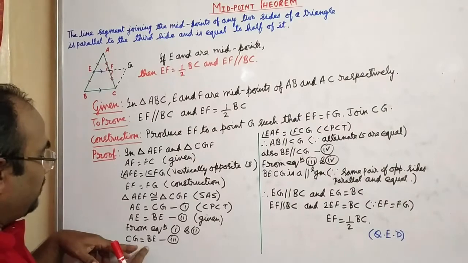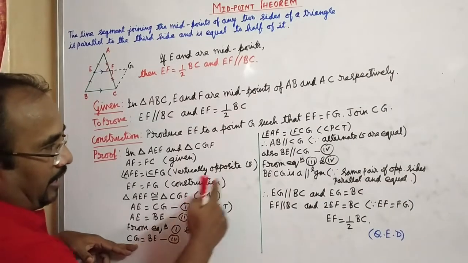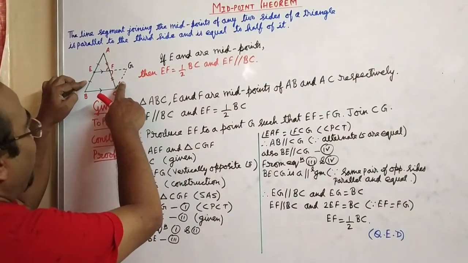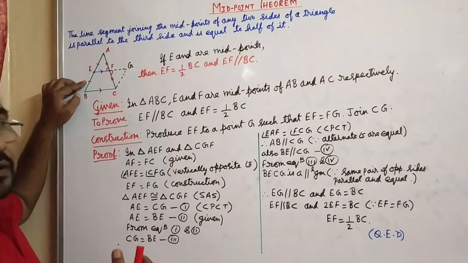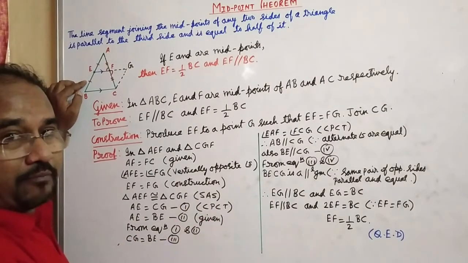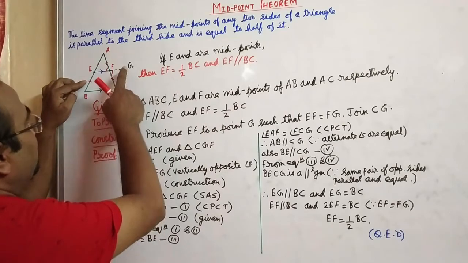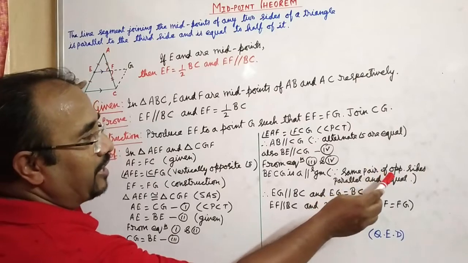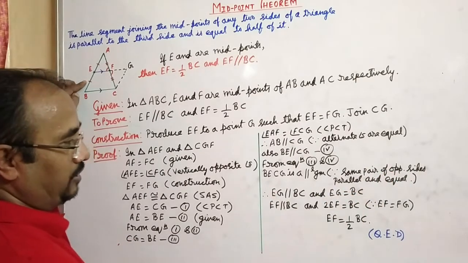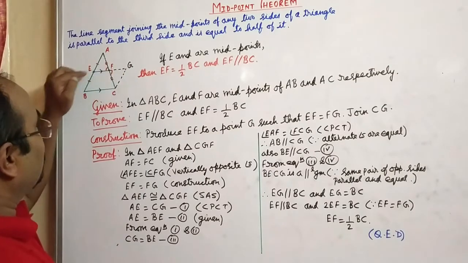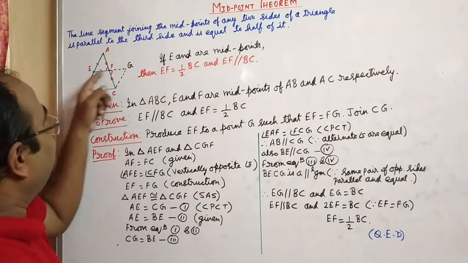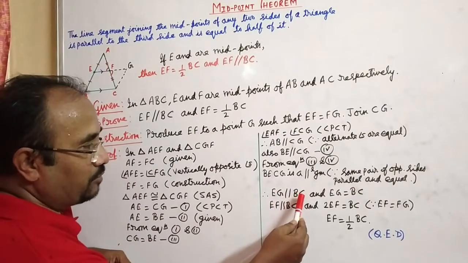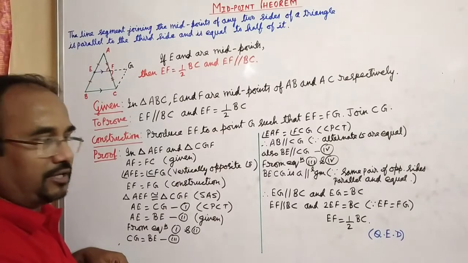So what did we get here? BE and CG are equal, and BE and CG are parallel. So these two lines are parallel as well as equal. That happens if the figure is a parallelogram. And so I write here BCGE is a parallelogram because one pair of opposite sides is parallel and equal. Now if this is a parallelogram, I can write BC and EG as parallel and equal. So I wrote here EG parallel to BC and EG equals BC.